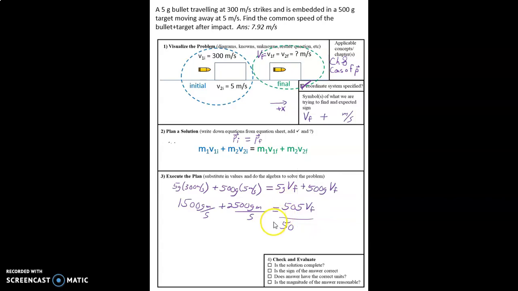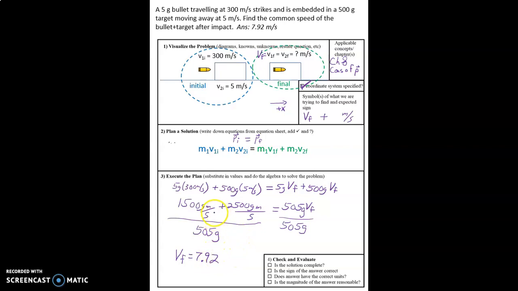And now we can divide both sides by 505. I had some units there that got lost. That's supposed to be grams. And over here, 505 grams. So on the left side we have 1500 plus 2500, and that equals 4000. We divide that by 505, and we get 7.92. So vf equals 7.92.